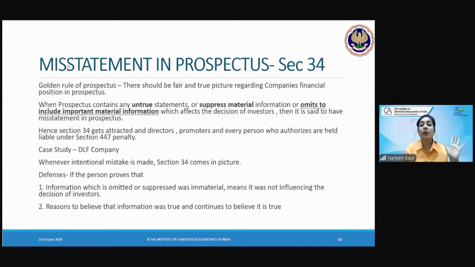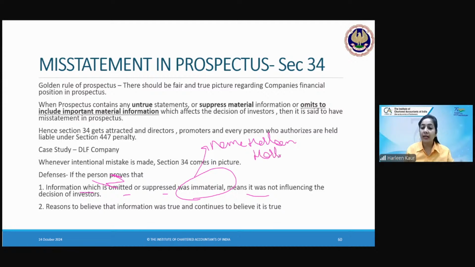What defense can you use, what protection can you use? If the director proves that the information which is omitted or suppressed was immaterial and it is not influencing the decision of investors. Like I just told you that the name of Harleen ma'am was to be given as director. Instead of using the spelling Harleen, you have used HARLEI. So it is not affecting much. Provided there is another director with this name in another company, then it can be material. So you have to prove. The burden of proof lies on the directors that, okay, fine, this is what I'm saying and I'm honestly saying this. Let's understand another example which is given in your study material also: office address.